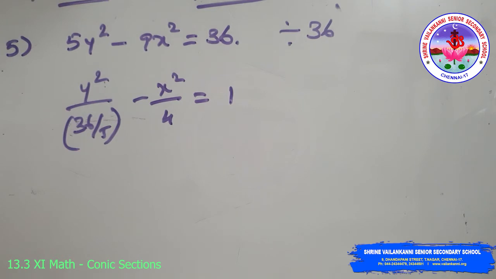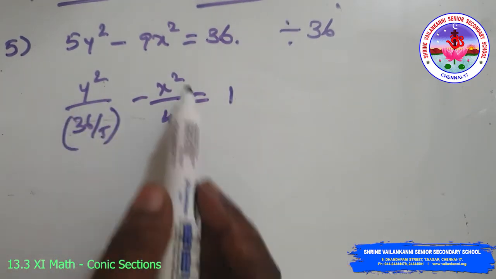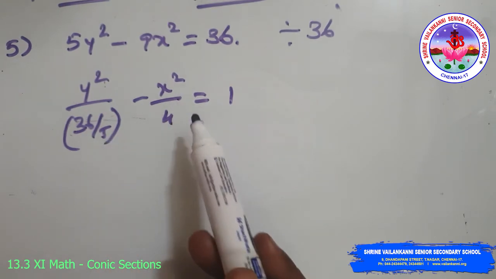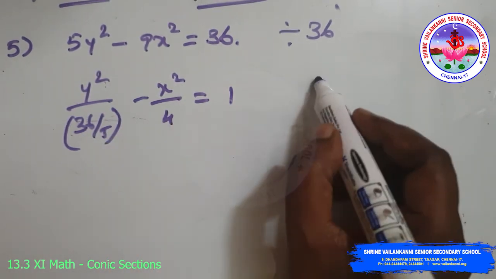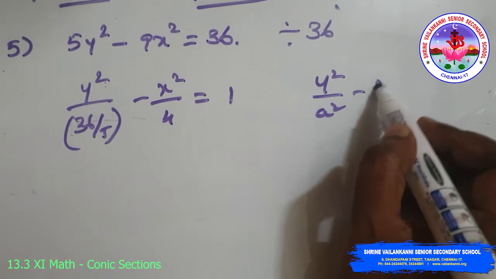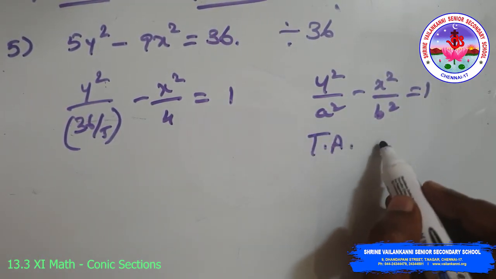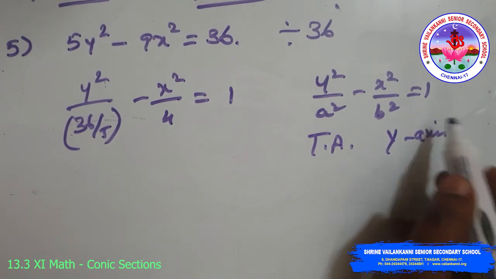Fifth question, 5y² − 9x² = 36. Divide the whole equation by 36 so that we get 1, and the equation is in the form of a hyperbola. So y²/(36/5) − x²/4 = 1. It's in the form y²/a² − x²/b² = 1. That is, the transverse axis is along the y-axis.